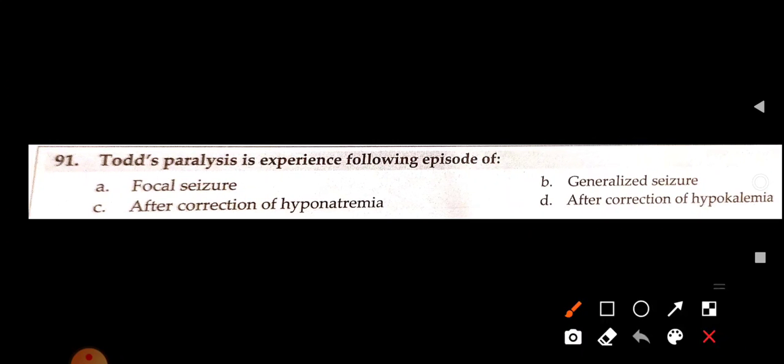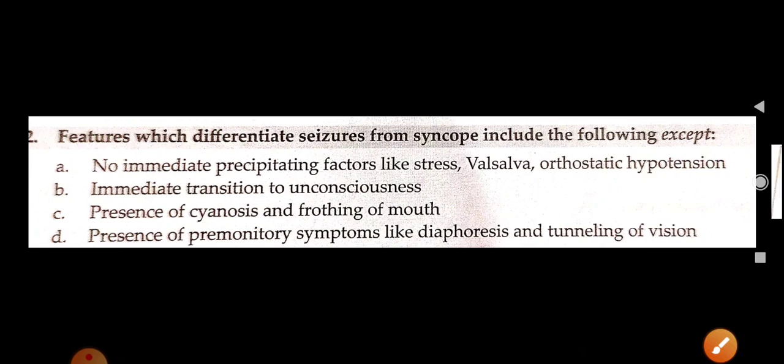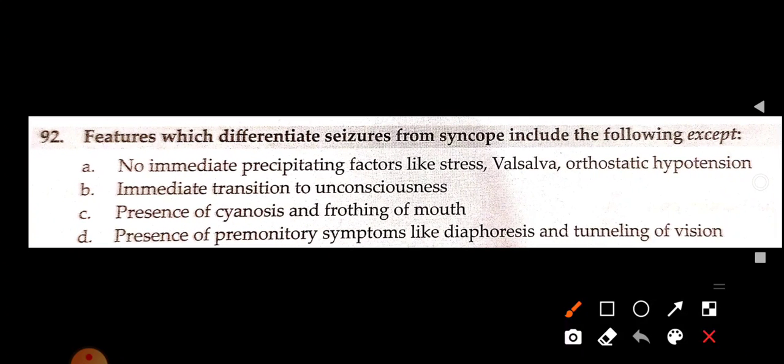Todd's paralysis is experienced following an episode of focal seizure. Okay. Now, features which differentiate seizure from syncope include the following except: no immediate precipitating factors like straining, Valsalva, orthostatic hypotension; immediate transition to unconsciousness; presence of cyanosis and frothing of mouth; presence of premonitory symptoms like diaphoresis and tunneling of vision. So the best answer here is presence of premonitory symptoms like diaphoresis and tunneling of vision.